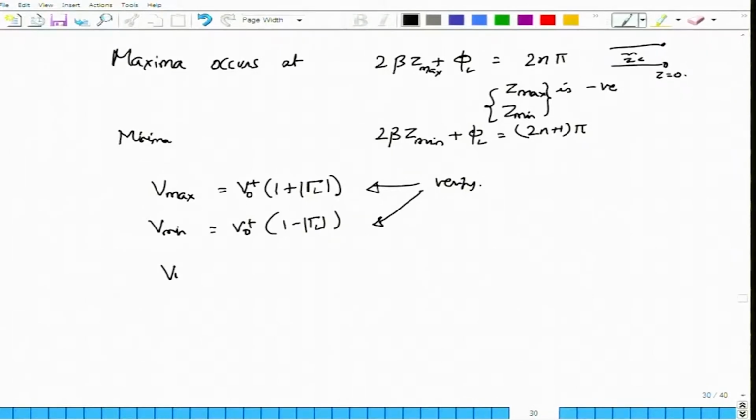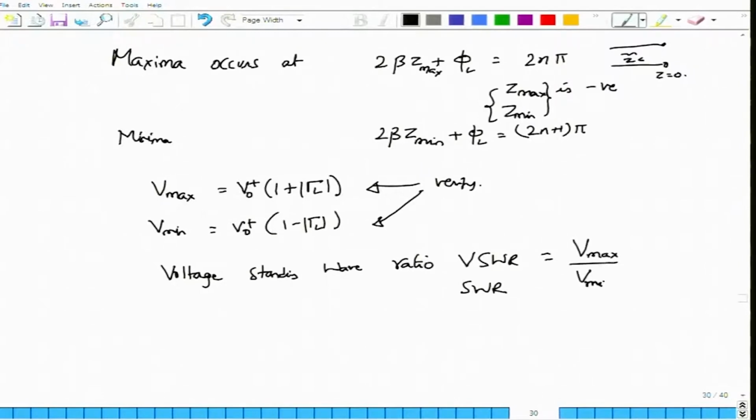Now, we define a quantity called the voltage standing wave ratio. We call this voltage standing wave ratio, and we either write it as VSWR or simply SWR, with the meaning that it is the voltage that we are considering. The current standing wave ratio will be dealt with in an exercise, and that value will just be minus of VSWR. So, this voltage standing wave ratio, as you might have guessed, is the ratio of the maximum voltage to the minimum voltage that can occur along the transmission line.